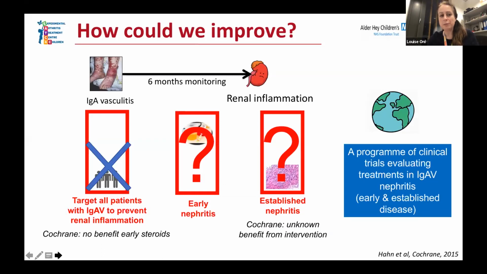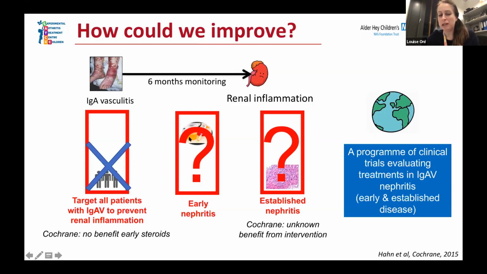And so how could we improve? Well, we have our patients when they first present, and it usually presents acutely with a very striking and obvious rash. And this is often before any renal involvement. And we have this watch and wait approach where we monitor their kidneys for renal inflammation. We know that it's unlikely to be beneficial if we target all patients to try and prevent renal inflammation, because some patients are going to have a really good outcome no matter what we do and don't justify treatment.